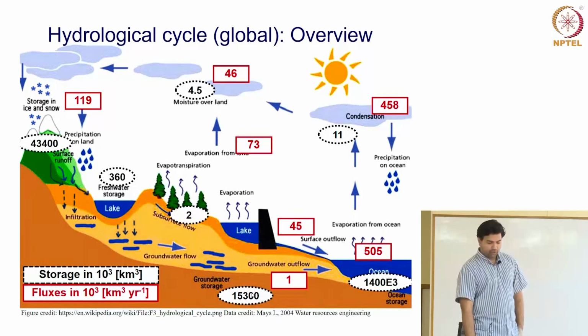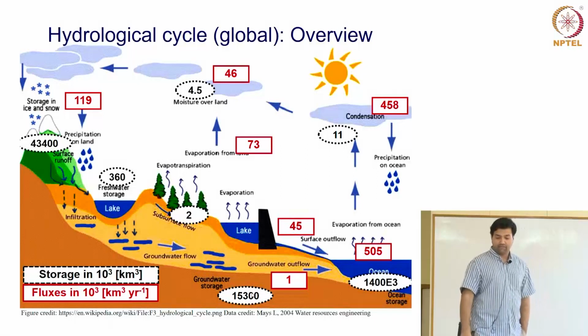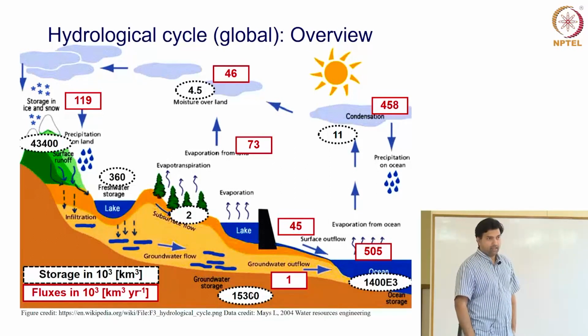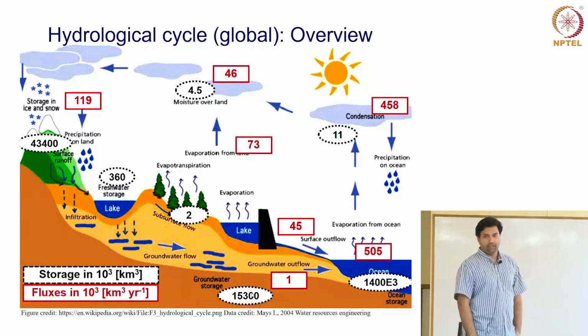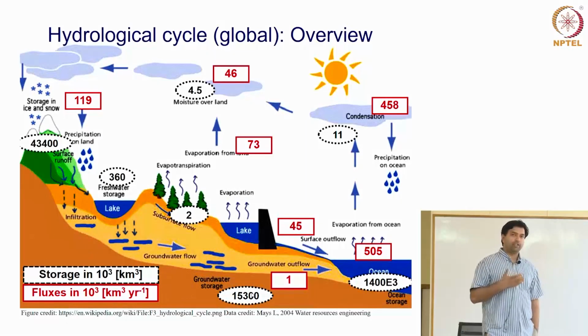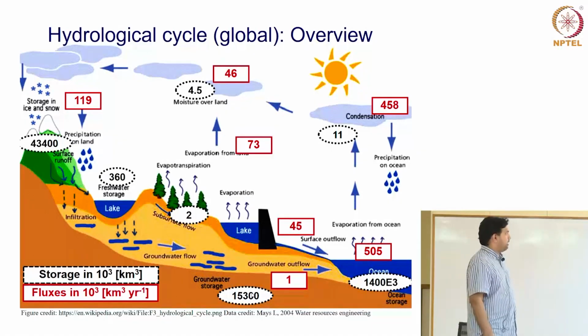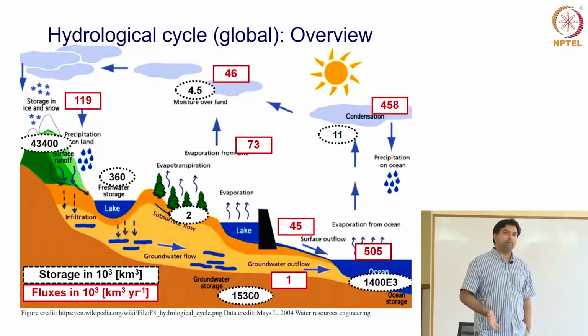So here are the mass fluxes in terms of cubic kilometers per year, and they are highlighted in red. From the ocean, we have about 505 cubic kilometers per year of moisture that escapes from the ocean as evaporation and gets put back into the atmosphere. And of that, about 458 cubic kilometers per year falls back into the ocean as precipitation. So a significant amount of ocean water that evaporates actually comes back as precipitation into the ocean.